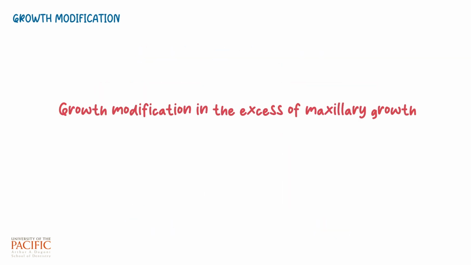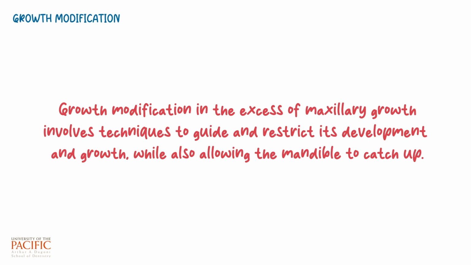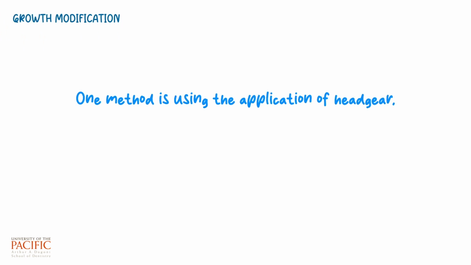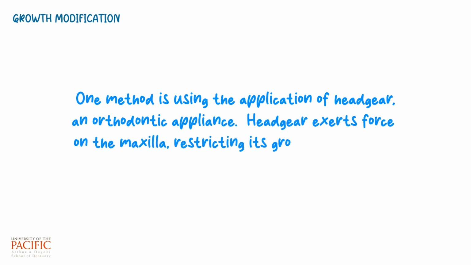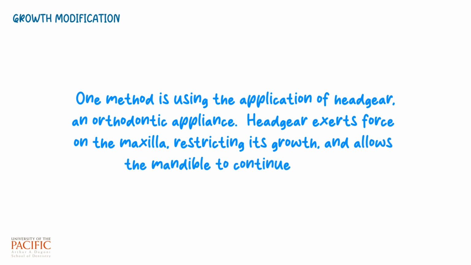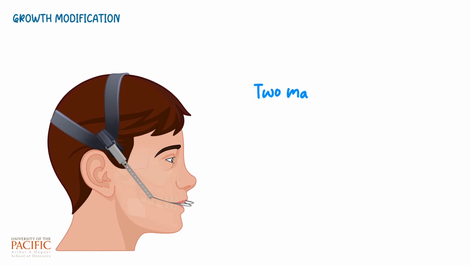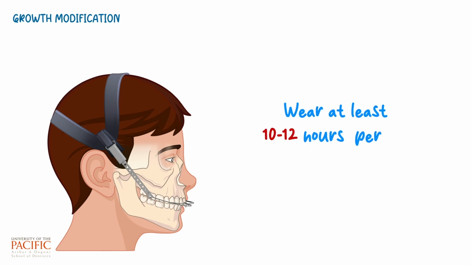Growth modification in the axis of maxillary growth involves techniques to guide and restrict its development and growth, while also allowing the mandible to catch up. One method is using the application of headgear and orthodontic appliances. Headgear exerts force on the maxilla, restricting its growth and allowing the mandible to continue growing, by using external straps and pads connected to braces or other appliances. Headgear guides the growth of jaws, promoting proper alignment and facial harmony.